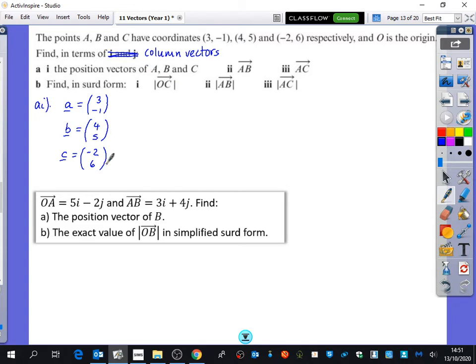Remember that they are describing, what journey is this describing? What's it describing, where to where? From the origin to the coordinate A. Don't forget that's what a position vector means. From the origin to the position vector A.